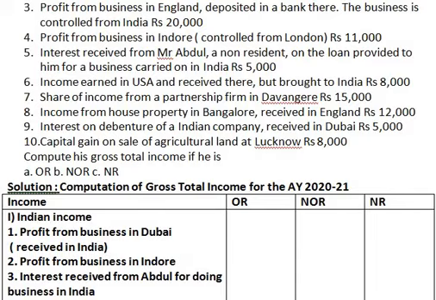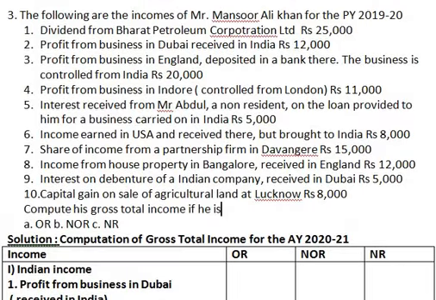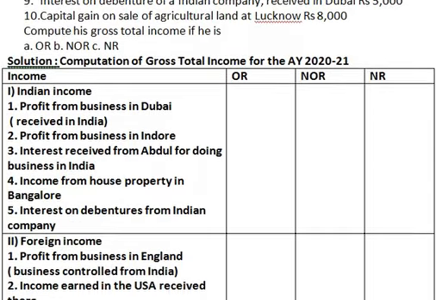Here, the first point that is given to us in the question is dividend from Bharat Petroleum Corporation Limited. Bharat Petroleum Corporation Limited is an Indian company, so any dividend received from an Indian company is exempted from tax. That is the reason this amount we are going to take in the exempted income column. You can just see the solution.